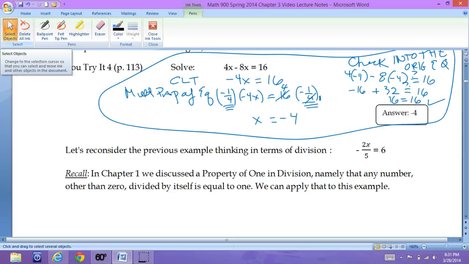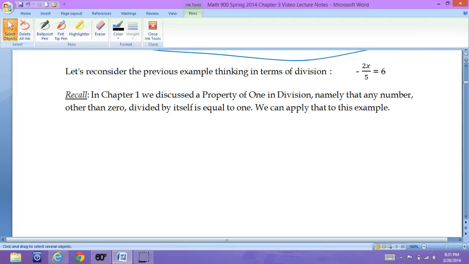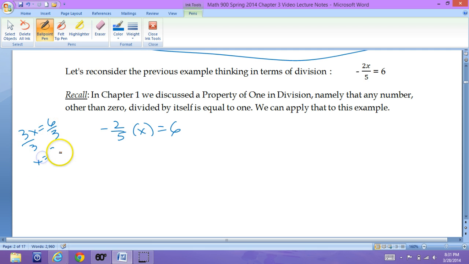So we're going to reconsider the previous example, thinking in terms of division. So this 2x, remember I had you multiply it by negative 5 over 2, the reciprocal. But let's look at this in terms of division. Negative 2/5 times x equals 6. We're going to divide both sides, because remember in the 3x equals 6 problem, I'm sure your instinct was to say, oh, we'll divide by 3 and we get x equals 2. Well, why can't we do that here? Divide by negative 2/5. Remember, when you divide a number by the same exact number, you end up with 1.